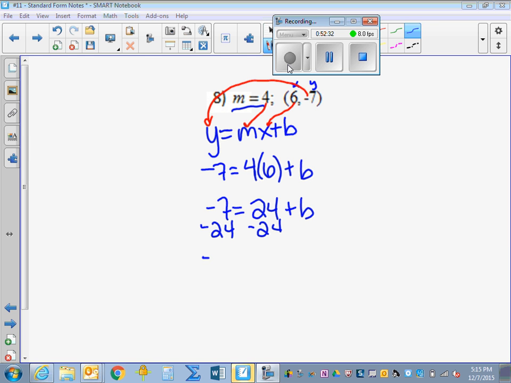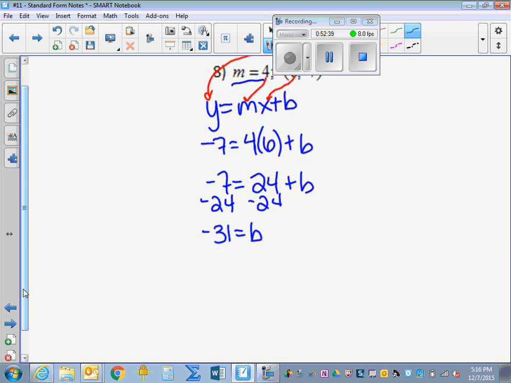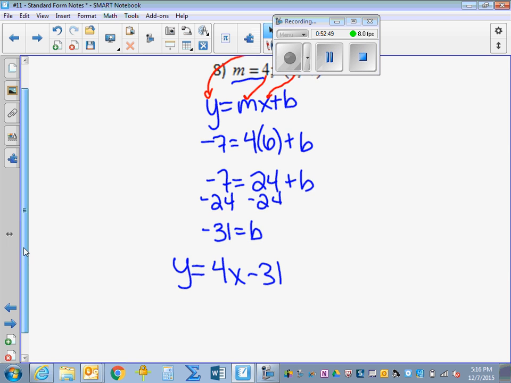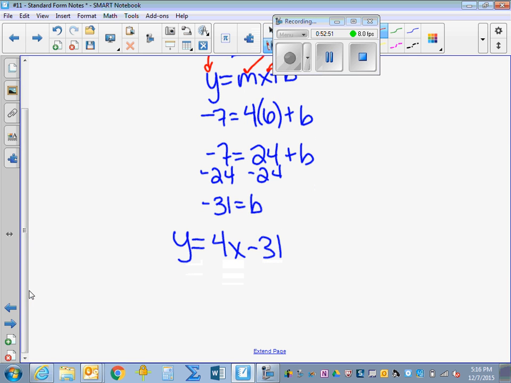And we get negative 31 equals b. Okay, so my equation then that I have is y equals, my m again was 4, 4x minus 31. Again we need to get that in standard form. Right now it's currently in slope-intercept. We need to get it in this form ax plus by equals c.